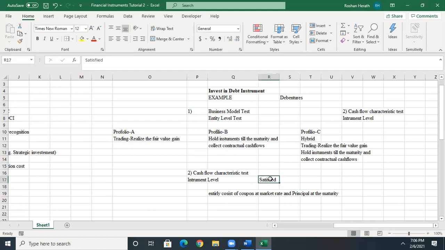Right? ඊට පස්සේ අපි ගත්තා අපේ තියෙනවා portfolios කීපයක්. එතකොට මේ portfolios අතරින් අපි ගාව තියෙන portfolio එක අපි හිතමු portfolio B කියලා. ඒ කියන්නේ අපිට ඕනේ මේ portfolio යටතේ carry කරන instrument එක අපි තියාගන්න උත්සාහ කරනවා till its maturity, and we want to collect the contractual cash flows. If that is the intention of your portfolio, we call it the business model test is satisfied.